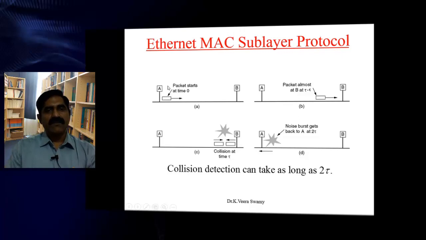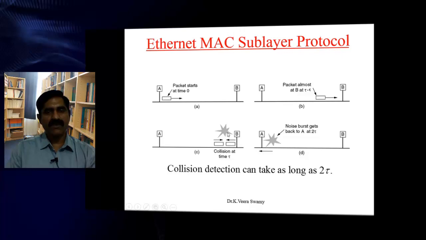Suppose you consider two stations A and B. A packet is delivered at A at time 0. It reaches B, and to reach B it takes time tau. Suppose something goes wrong at B, a collision can happen.